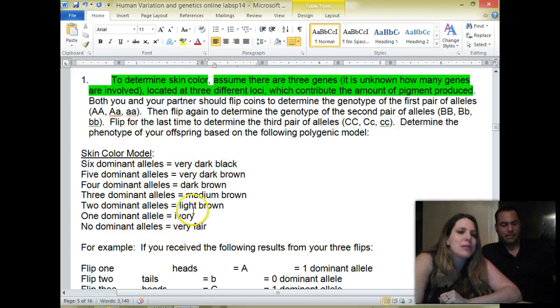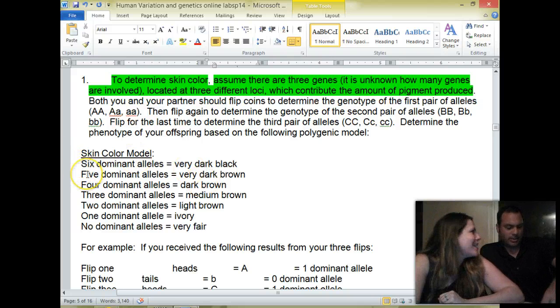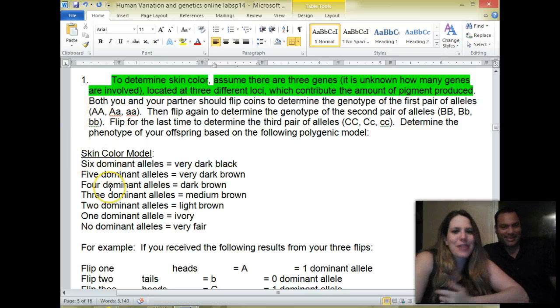So now you come down to the skin color model. Uncanny. How you're always getting the heads, and I'm always getting the tails. I'm always ahead. Anyway, head of the household.